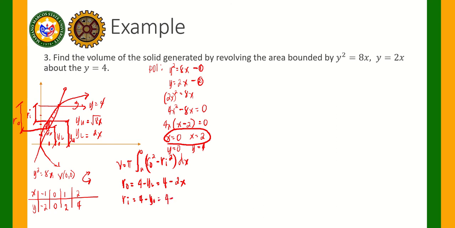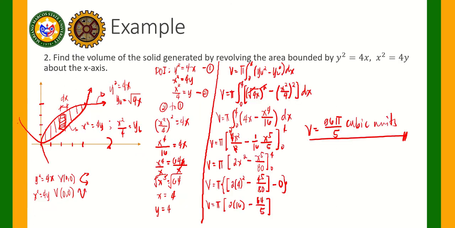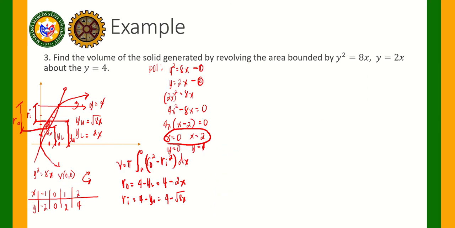So, this is equal to 4 minus square root of 8x. Now, for the previous examples, hindi na tayo nag-subtract ng any value. Walang subtraction na naganap because the R outer and, for example, this one, the R outer and the Y upper are the same. Okay? Same sila ng position and same sila ng distance. So, hindi na natin siya ginawa, as well as dun sa example number 1.